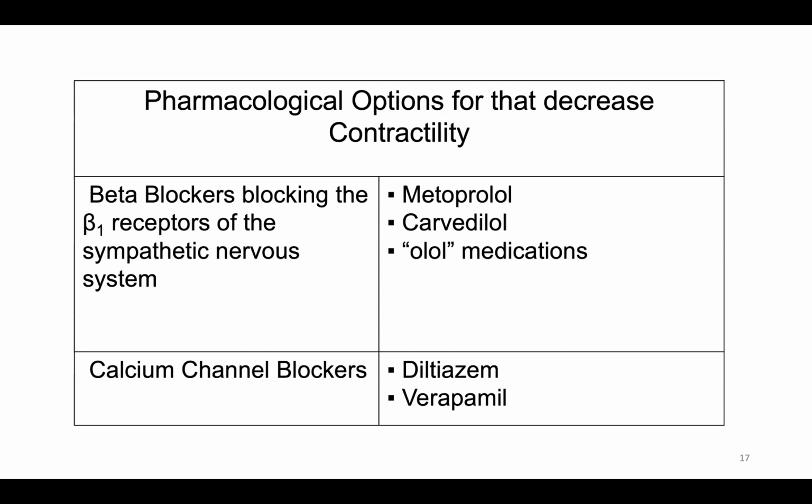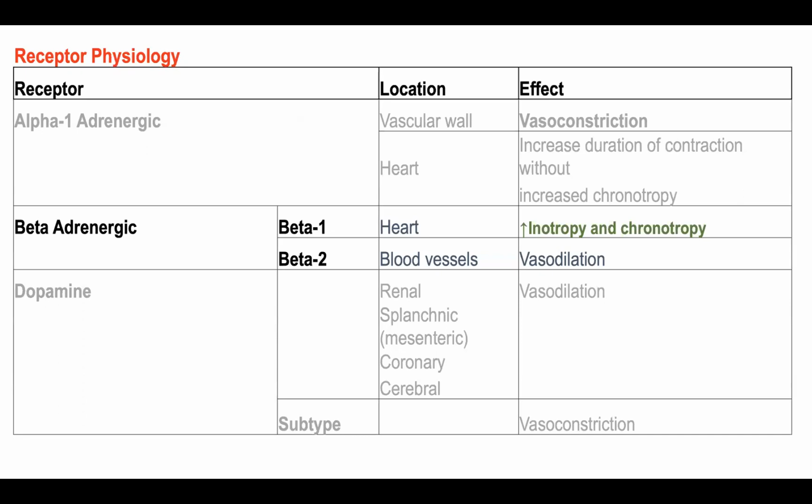And instead of adding a vasopressor, maybe we need to back off on these agents, right? Because they cause a very significant reduction in myocardial contractility. Now, they do have some effect on the arterial tone as well. That's really, really important. And then, of course, diltiazem, verapamil, cardizem, all calcium channel blockers.